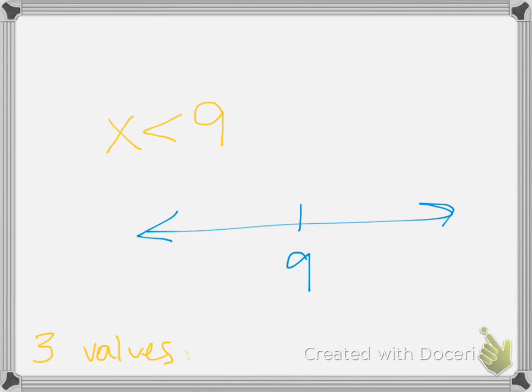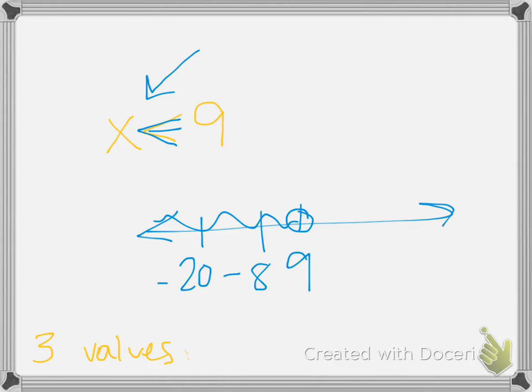Okay, I know this one sits at 9. Again, it's an open dot because it doesn't have the line underneath the inequality. Okay, our variable is sitting on our left side, so we can do our cheat arrow. This one points to the left, so anything less than 9. So we got -8, -20, -100. We could have done 0. Okay, so those are 3 values that are less than 9.